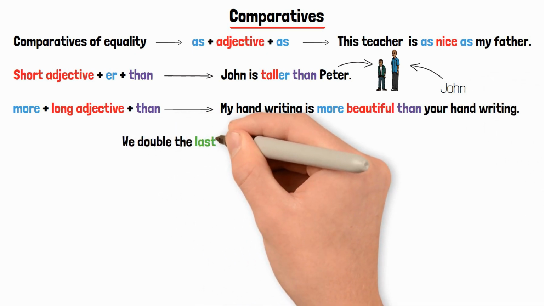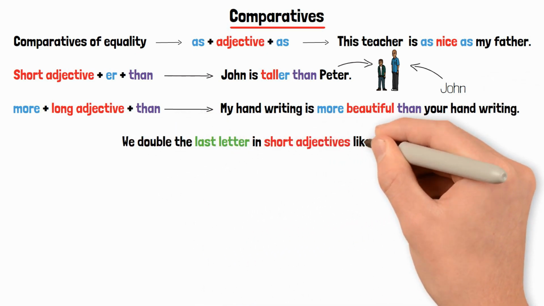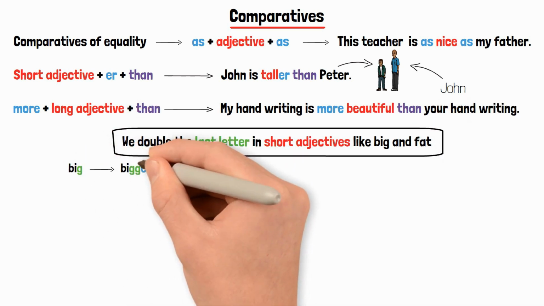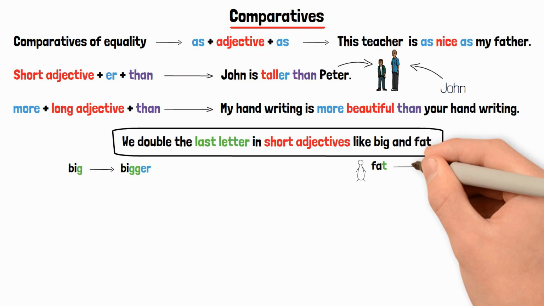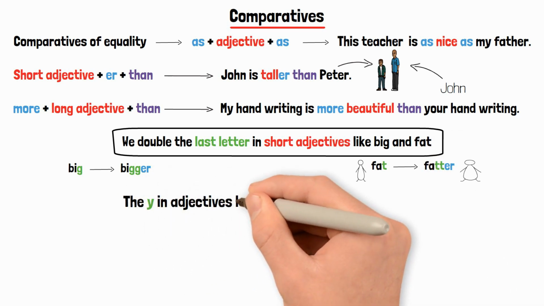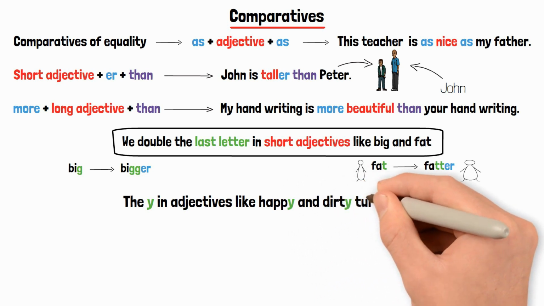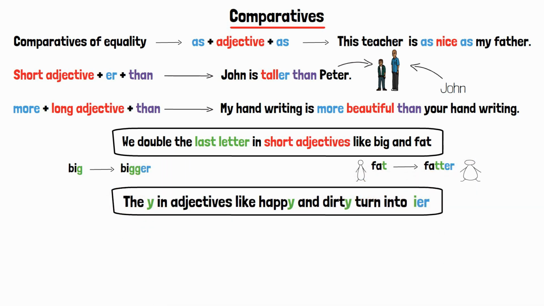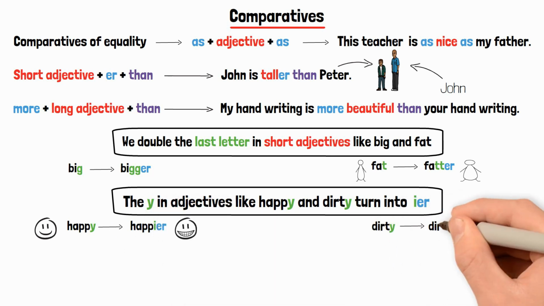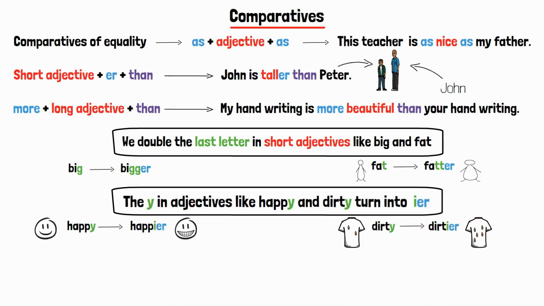We double the last letter in adjectives like big and fat. Big, bigger. Fat, fatter. The y in adjectives like happy and dirty turn into ier. Happy, happier. And dirty, dirtier.